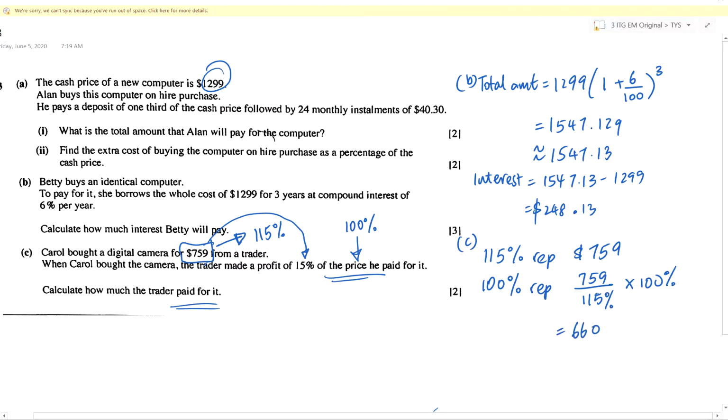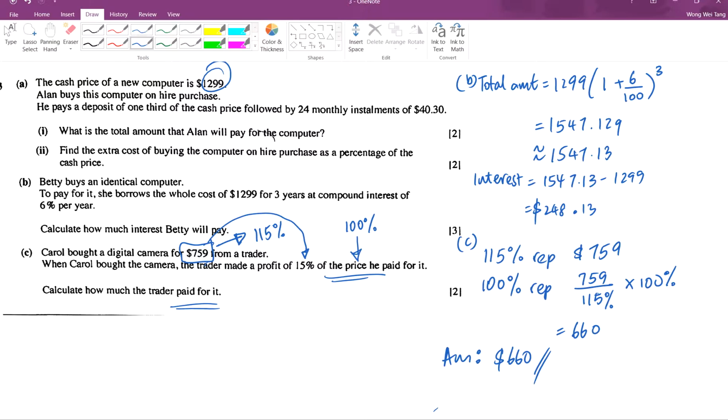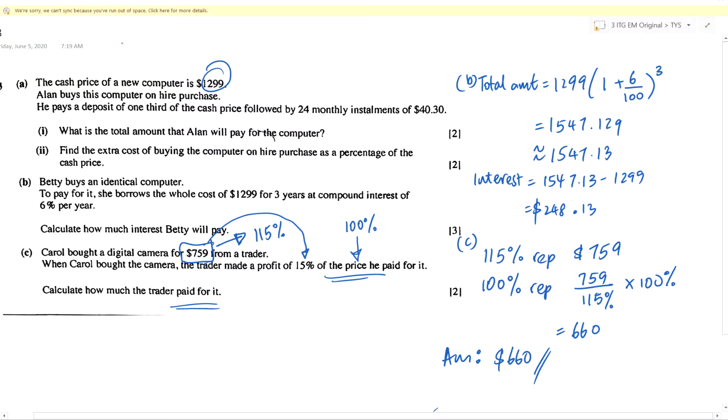So the trader paid $660 for the camera. Okay, a common mistake will be assuming that $759 is represented by our 100%. So this is the mistake.